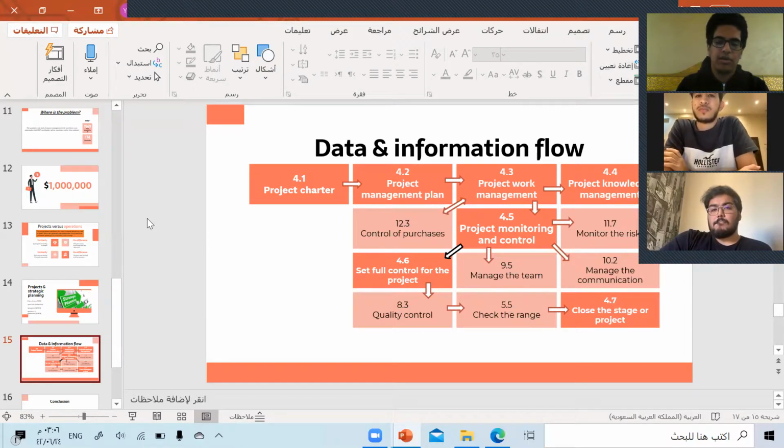We also have the scope control for the project. We're going to control the quality. Finally, we get the check of the scope. After that, we can close the stage or the project. We'll go back to my colleague Faris.